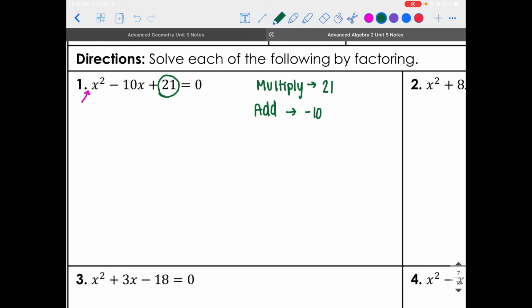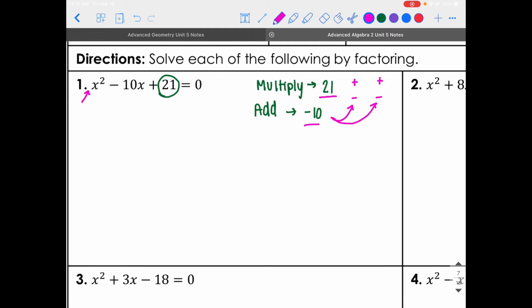Think about what you know about multiplication and adding. For two numbers to multiply to be a positive, they either both have to be positive numbers or they both have to be negatives. And since what I'm adding to is negative, then both of my numbers are going to be negative. So what two numbers multiply to be 21 and add to be negative 10?